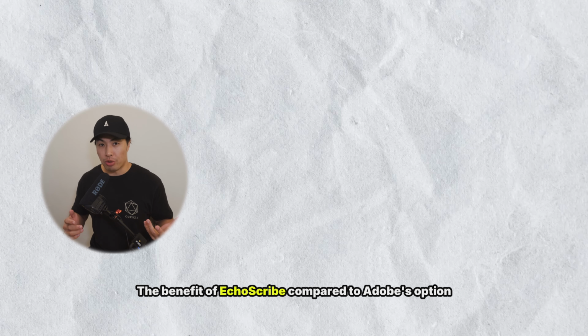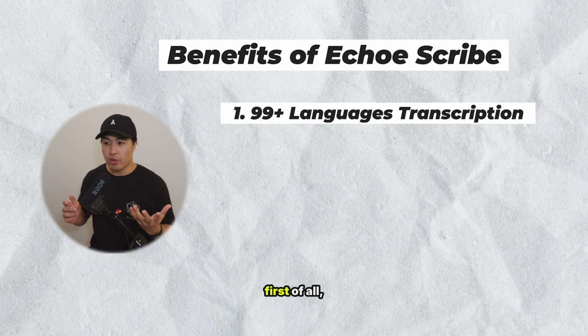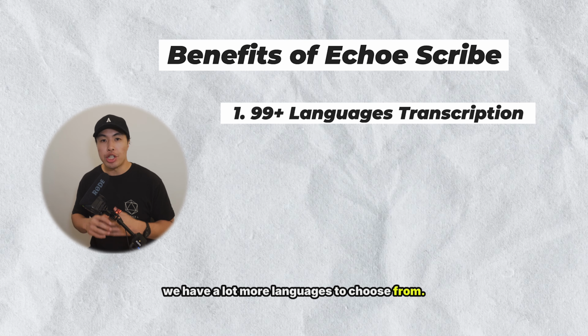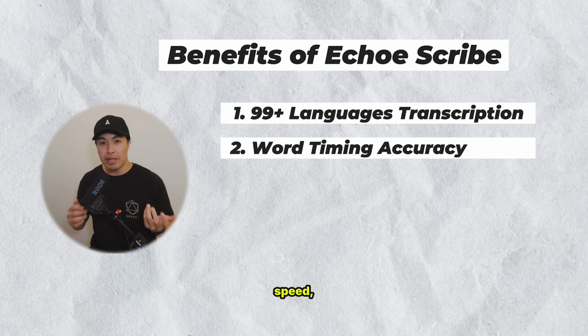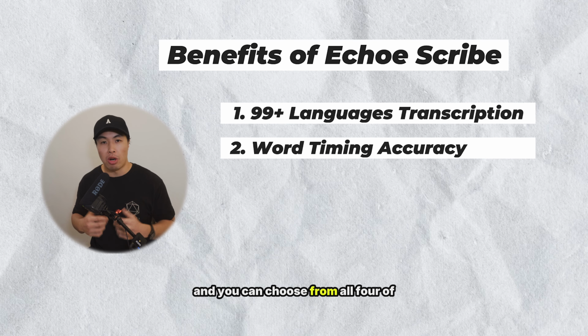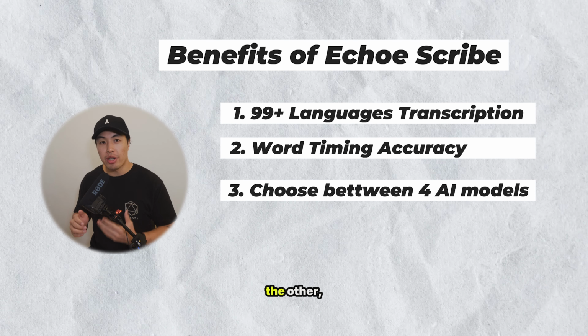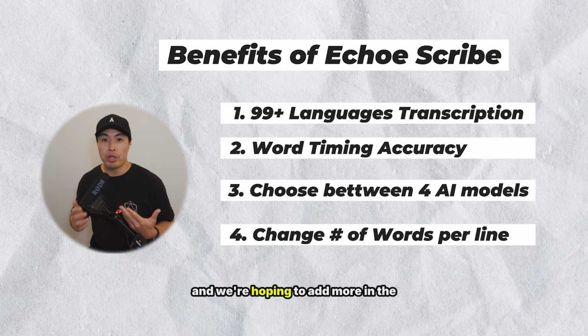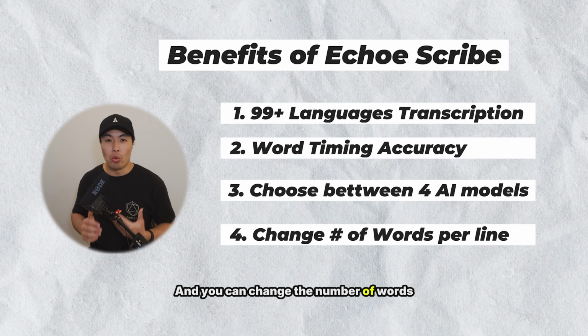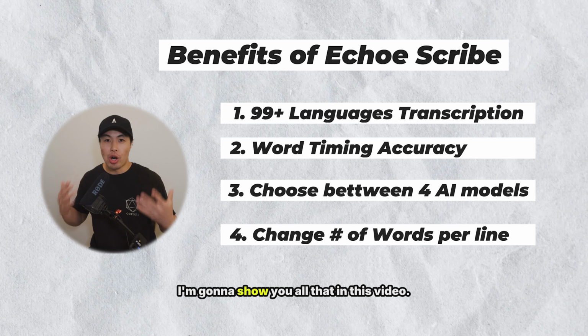The benefit of Echo Scribe compared to Adobe's option is, well, first of all, we have a lot more languages to choose from. Each AI model has their own language support, speed, accuracy, and timing, and you can choose from all 4 of them. If you don't like one model compared to the other, you can always switch between the 4. And we're hoping to add more in the future. And you can change the number of words per line with a single click. I'm going to show you all that in this video.